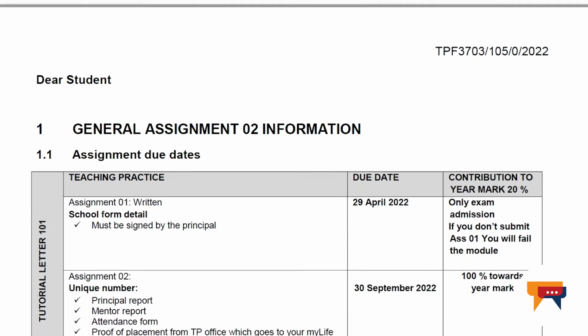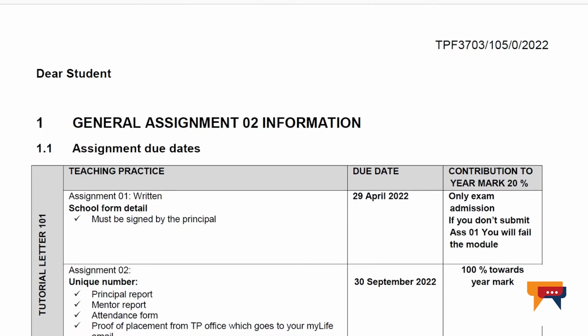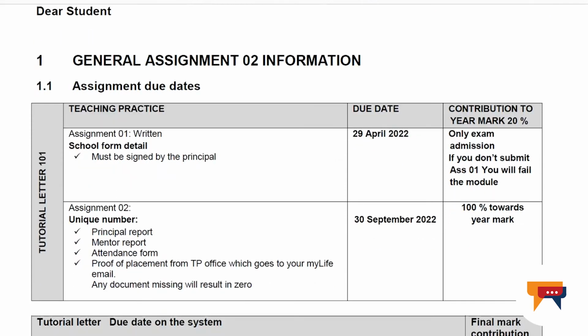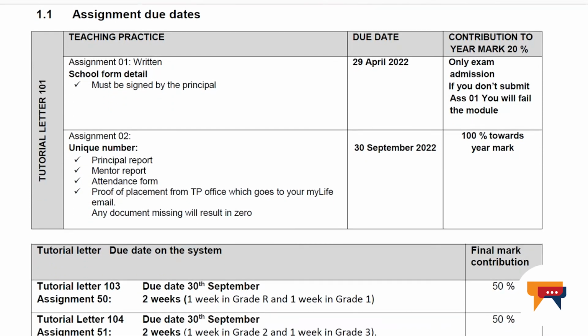Dear student, general assignment 2 information, assignment due dates. Remember that assignment 1 was due on the 29th of April. I am not going to talk about assignment 1 because we extended it until the 15th of August 2022. As I'm talking now, assignment 1 is closed and you cannot submit. Kindly note that there are no resubmissions.